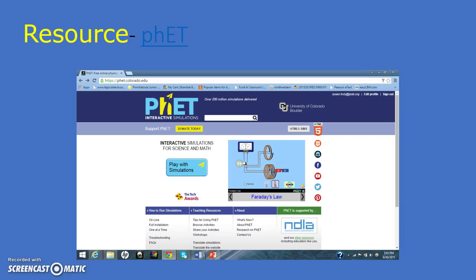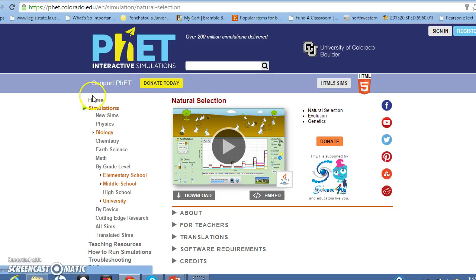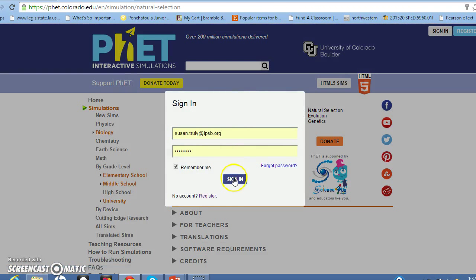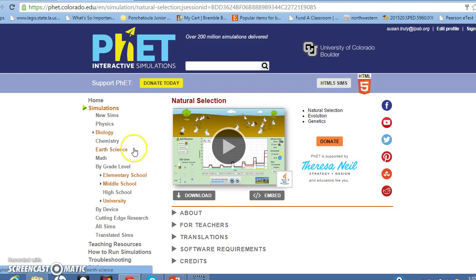Let's begin by showing you an online resource, PhET. This is one example of the use of simulations in the classroom. Here is the PhET website, which is a free website. You can basically log in, register, and develop your login information.